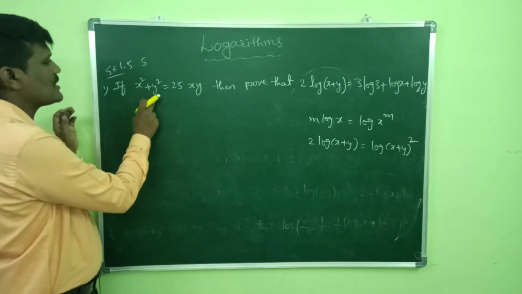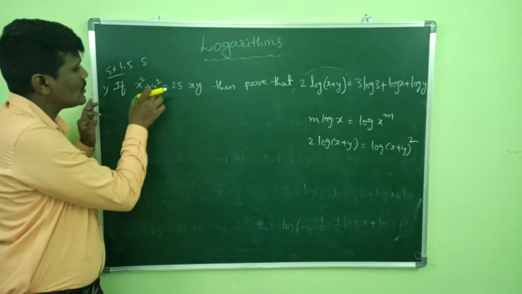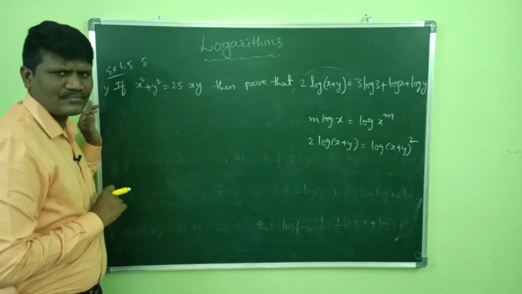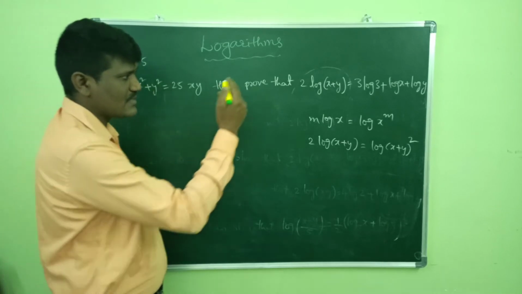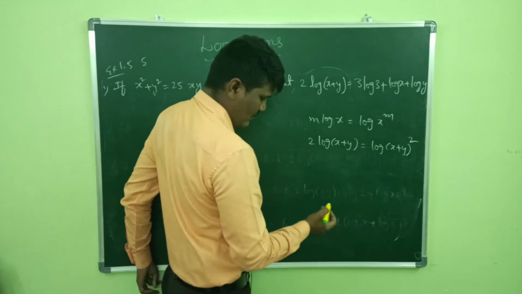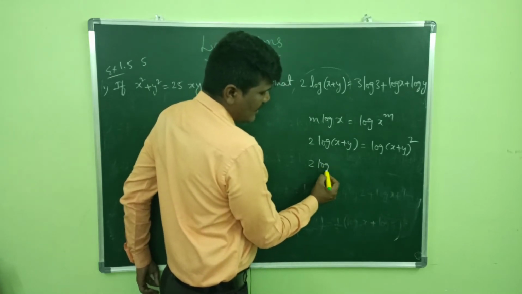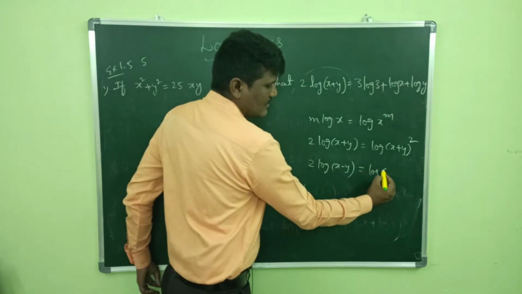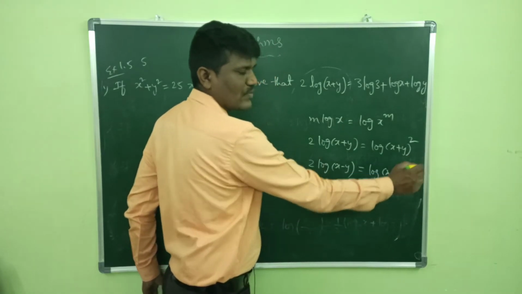So x square plus y square is equal to 25xy is there. So I should convert the left hand side into the x plus y whole square formula. Suppose in one more question we were having 2 log of x minus y, then that will be log of x minus y whole square.